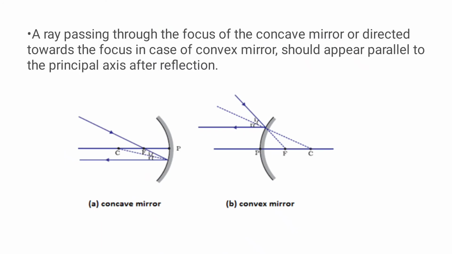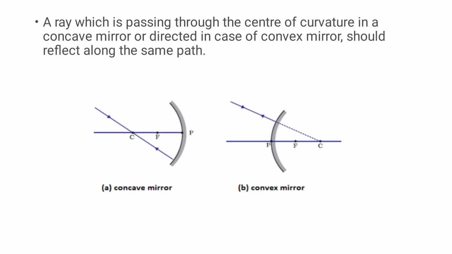Then second, a ray passing through the focus of concave mirror or directed toward the focus in case of convex mirror should appear parallel to the principal axis after reflection. So this is just the opposite of the first point. In the previous point, the incident ray was parallel to the principal axis. Here the reflected ray is parallel to the principal axis, just the opposite of that.